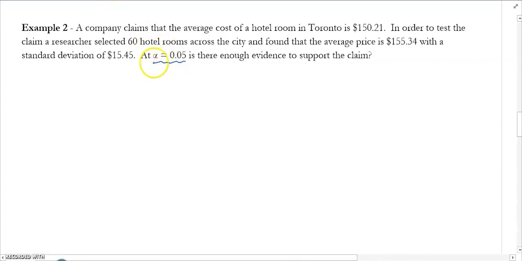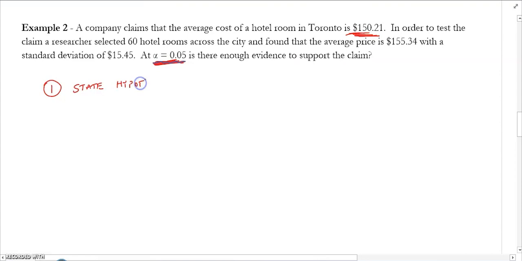Now, first of all, once again, this is telling us the area of the critical region, the error or the probability of making a type 1 error, that is rejecting our null hypothesis when it's true. Before we start, it's saying here that the average cost of a hotel in Toronto is $150.21. So in terms of our hypotheses, first we state the hypotheses.